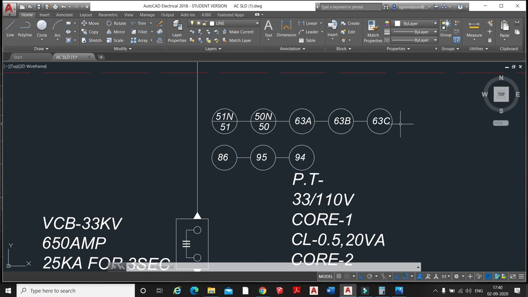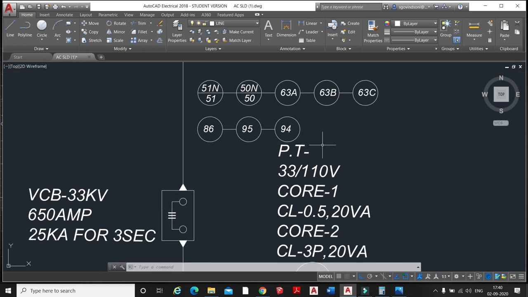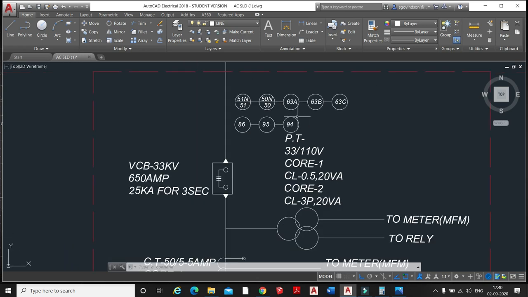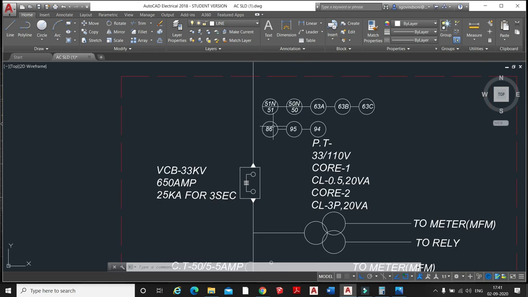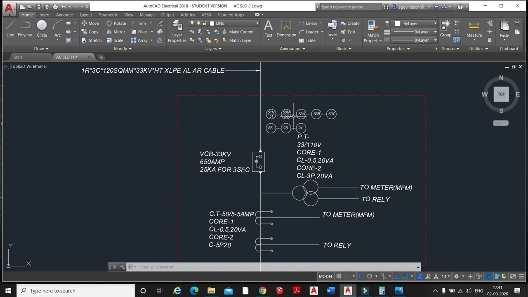This is your transformer auxiliary relay, and this is your VCB relay, which is the anti-pump relay and master trip circuit relay. Also we can use overvoltage and undervoltage relays. We can design them in the VCB. So these are the relays we basically use for protection purpose.